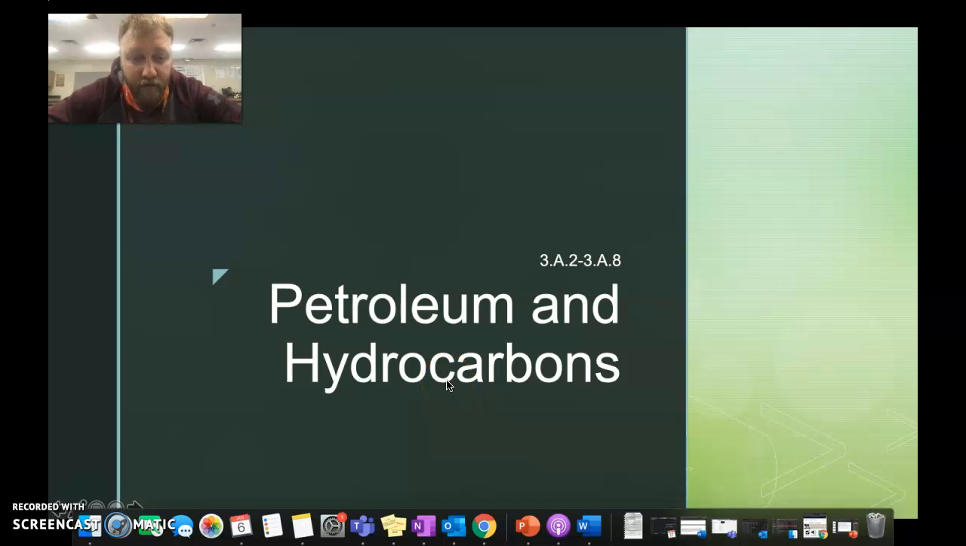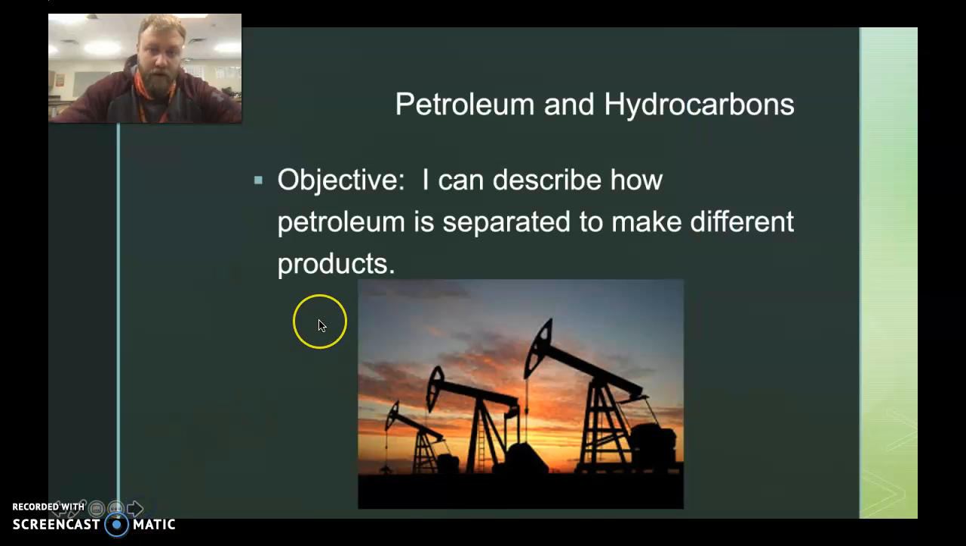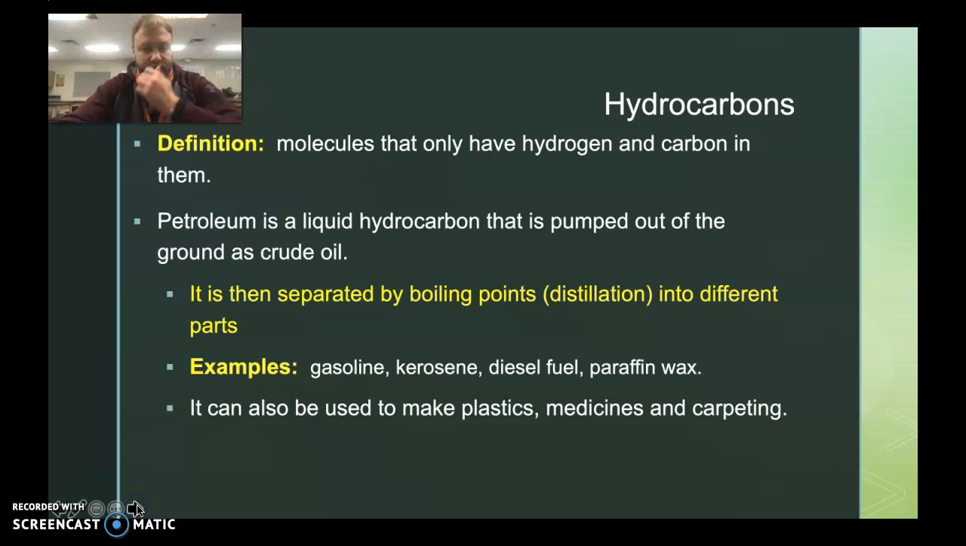I'm here to talk about our learning target over petroleum and hydrocarbons. So our objective of these notes is being able to describe how petroleum is going to be separated into different products. So everything from plastics to man-made fibers, gasoline, diesel, all those things that come with crude oil and distilling that crude oil. So our definition of a hydrocarbon is hopefully pretty obvious, coming from the name, molecules that are made up of hydrogen and carbon.